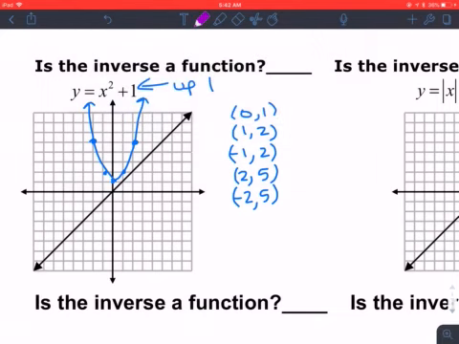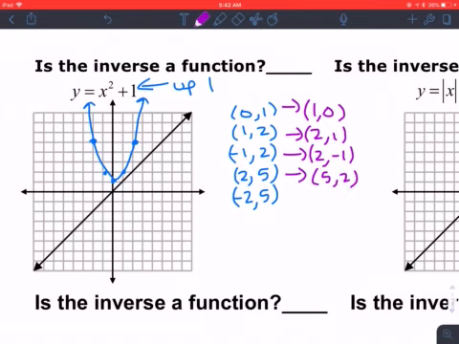So for our inverse, we're going to flip our x and y. And then we're going to graph that. Point 1, 0, 2, 1, 2, negative 1, 5, 2, and 5, negative 2. Okay, so here is our inverse.